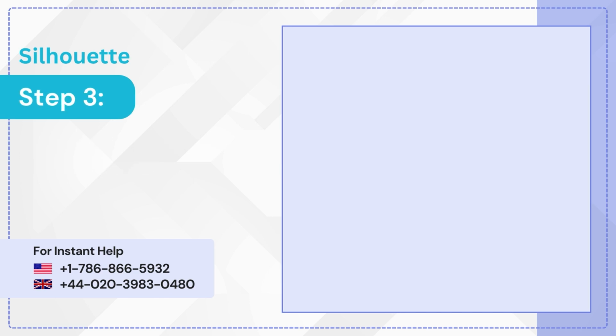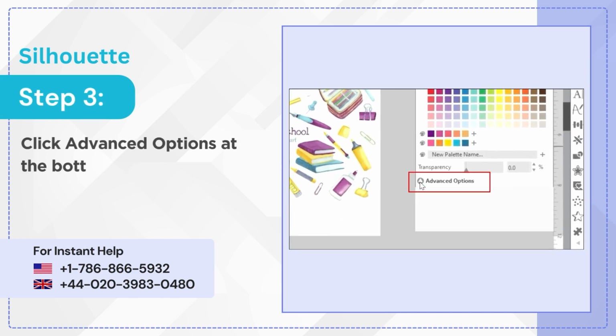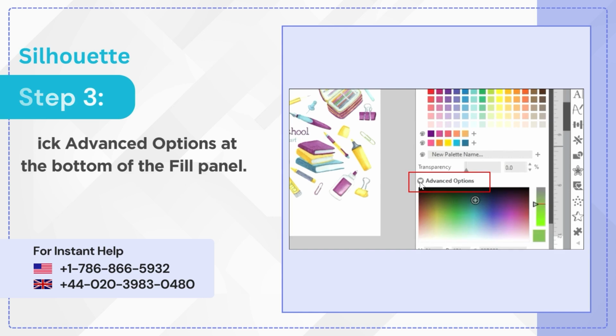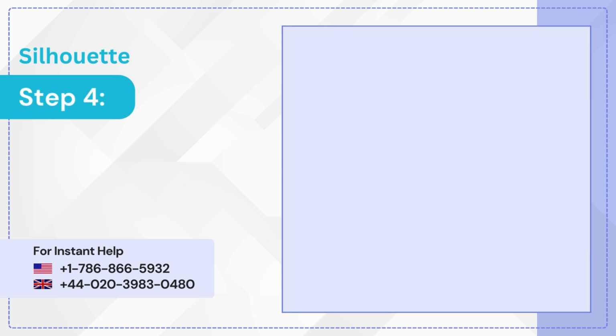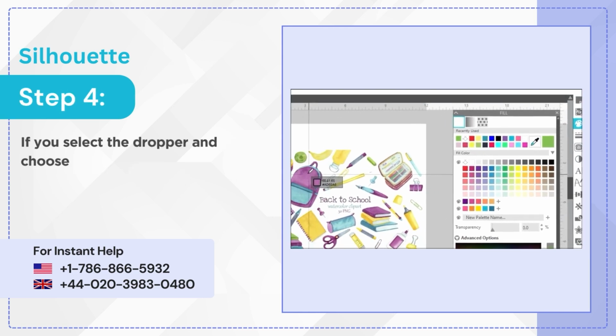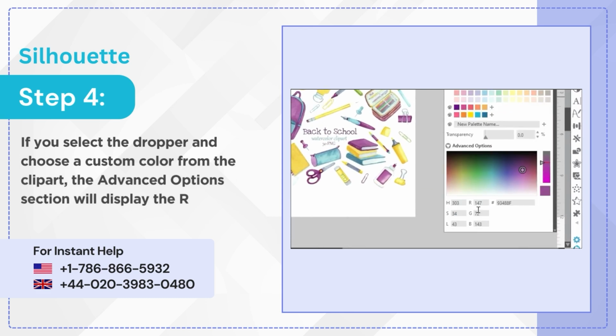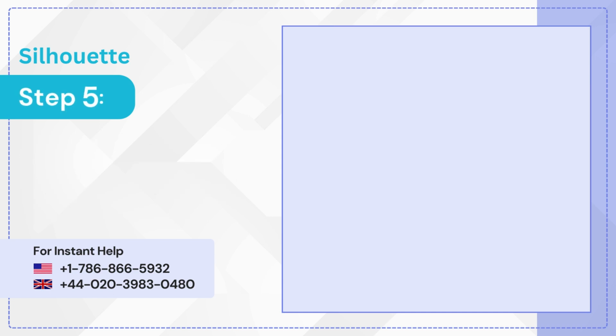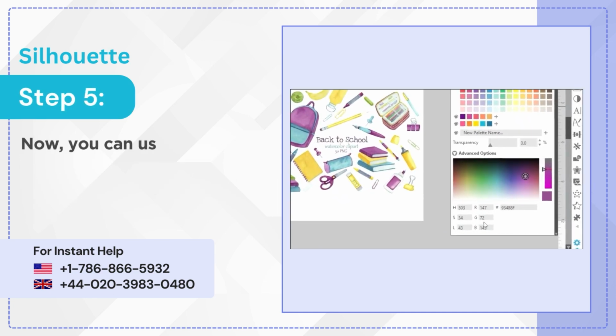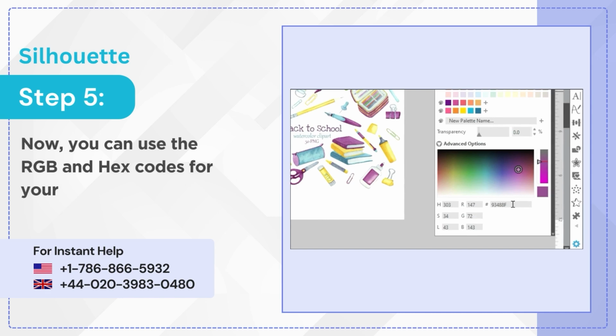Step 3. Click Advanced Options at the bottom of the Fill panel. Step 4. If you select the dropper and choose a custom color from the clipart, the Advanced Options section will display the RGB and the hex code of the color. Step 5. Now you can use the RGB and hex codes for your other projects.